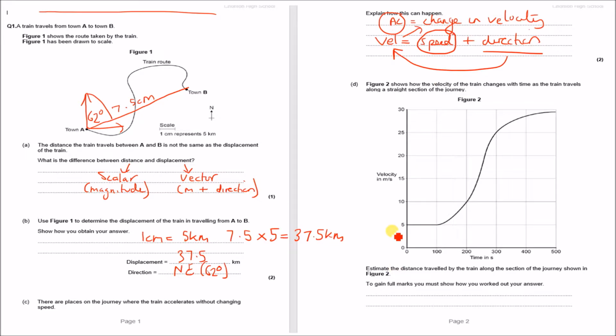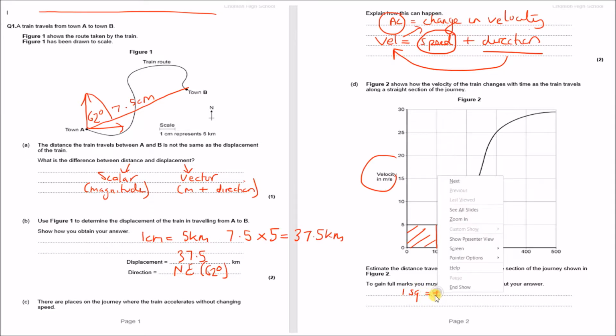Okay, this next question. Estimate the distance travelled by the train along the section of journey shown in this graph. Velocity and time, if we multiply those together, we get the distance travelled. So 100 times 5 is the area of 1 square. So 1 square is equal to 5 times 100, sorry. So that is equal to 500 meters. So the area is equal to 500 meters.